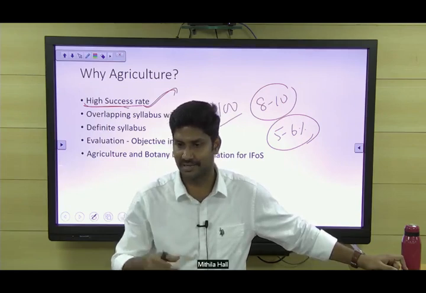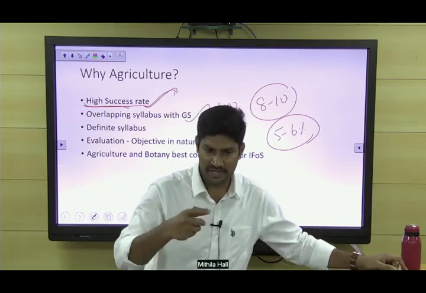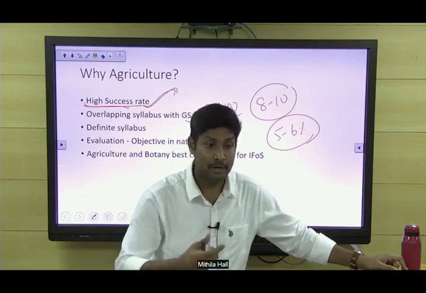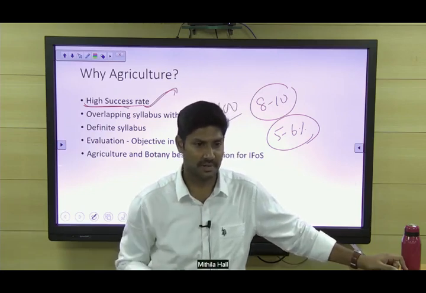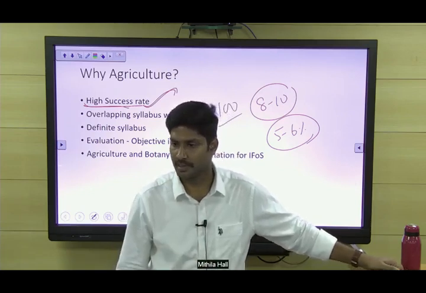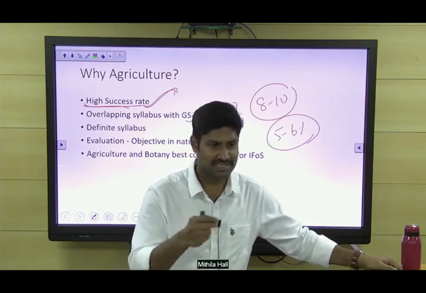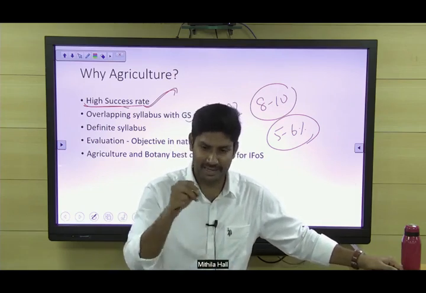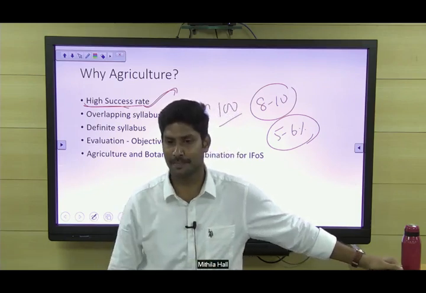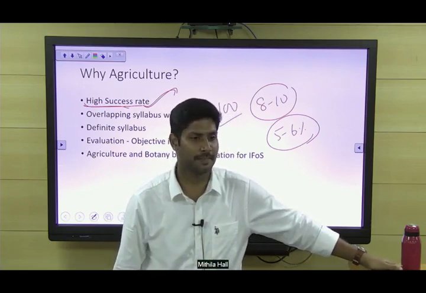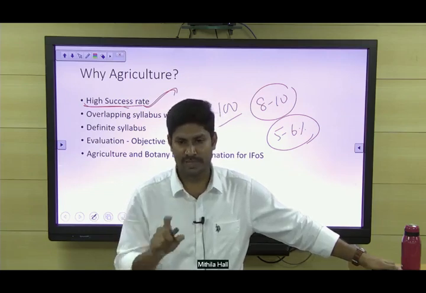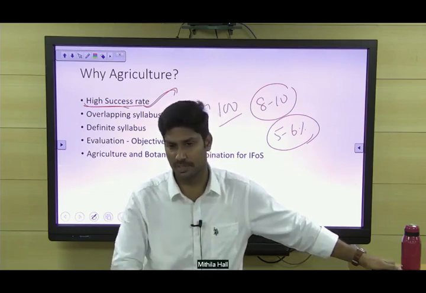Because all the subjects are interlinked. Right? You need the geographical knowledge, you need the environmental science knowledge to understand agriculture. All are interlinked subjects. Okay? Suppose there is a question about biodiversity conservation, it comes in environmental science, it comes in geography, and it also comes in agriculture. Conservation of biodiversity. Right? So commonly we can expect more than 15 questions from this area in the prelims alone.